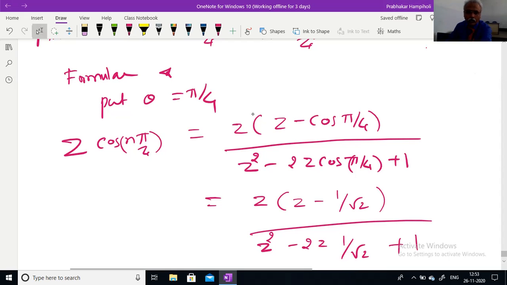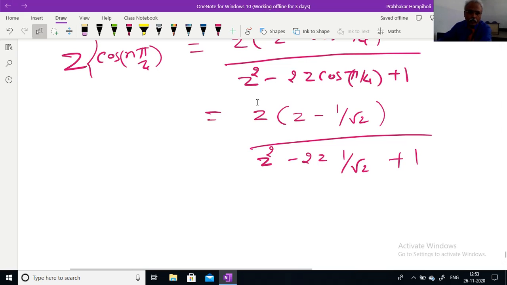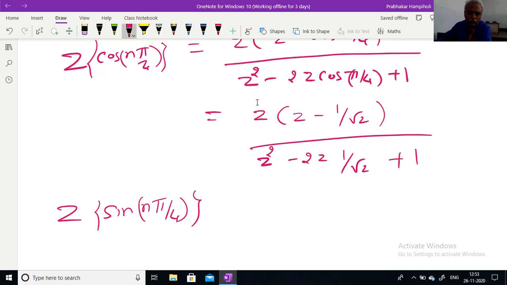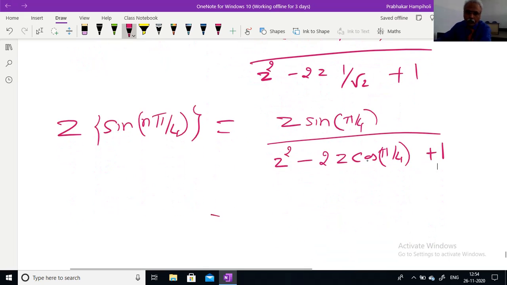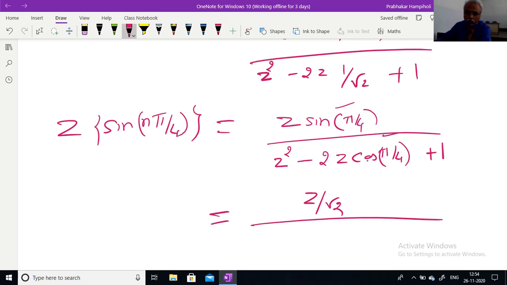Of course, one more simplification is possible. We are not interested in that. Similarly, for sine transformation, what I can write is z sine theta, it is sine of pi by 4, divided by z square minus 2z cos pi by 4 plus 1. Wherever sine pi by 4 is there, you can write 1 by root 2, and 1 by root 2 here also. So z by root 2 divided by z square minus 2z by root 2 plus 1. So these are the examples of cosine and sine.